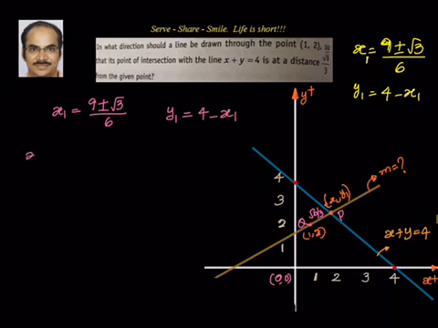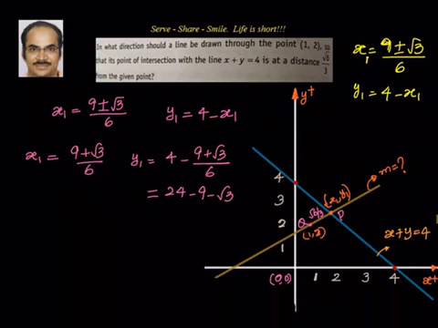First we will take x1 equal to first case, that is 9 plus root 3 divided by 6. In that scenario, y1 equal to 4 minus of 9 plus root 3 divided by 6. If we simplify that, we will have y1 equal to 24 minus 9 minus root 3 divided by 6, that's equal to 15 minus root 3 by 6. Now we know x1 equal to 9 plus root 3 by 6 and y1 equal to 15 minus root 3 by 6. Now let's go ahead and find out the slope of PQ.